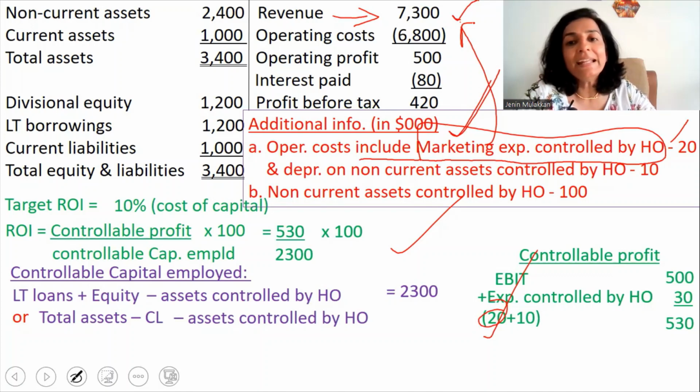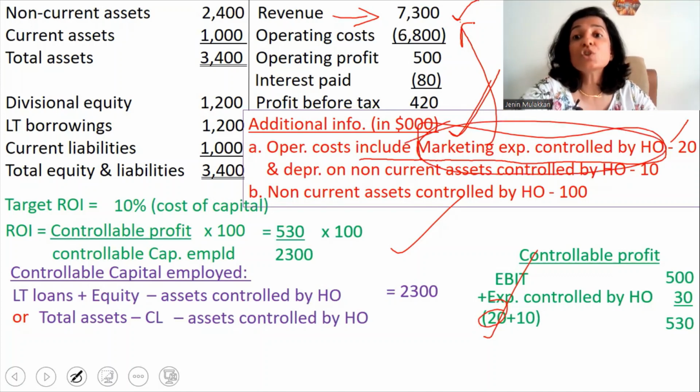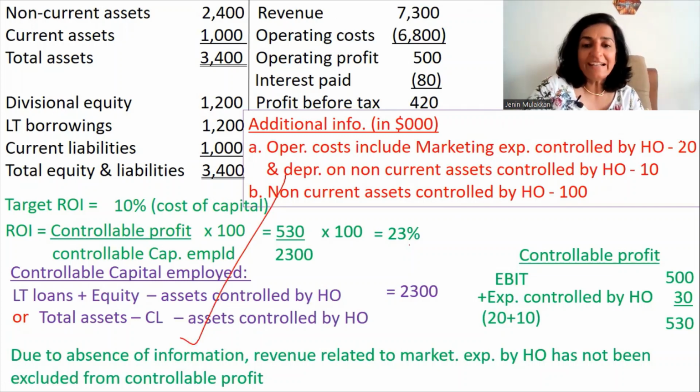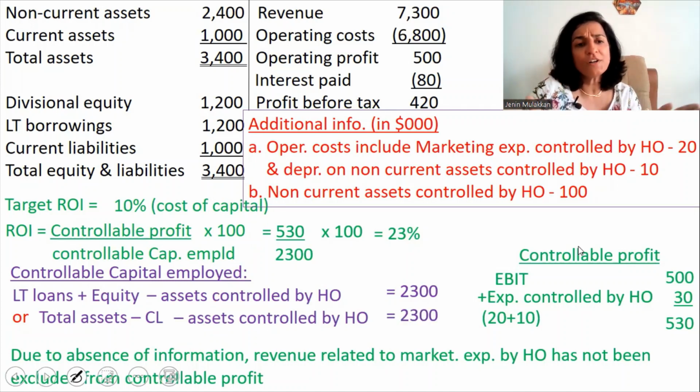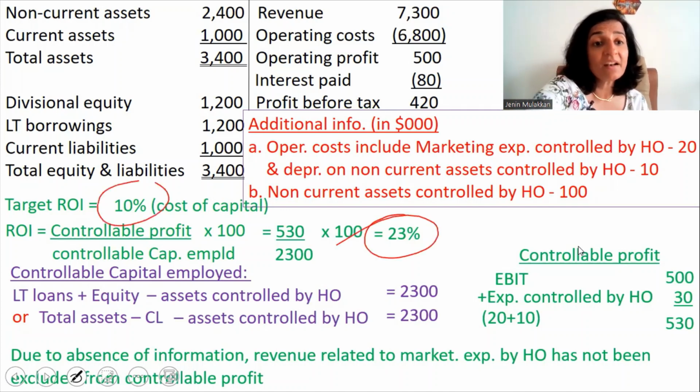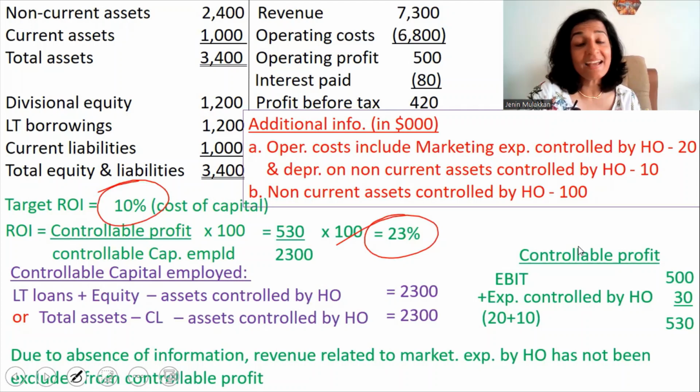But unfortunately, in this question, the income related to the marketing expenses controlled by head office is not given. So we will make a note. Due to the absence of information, revenue related to the marketing expenses by head office has not been excluded from the controllable profit. So here again, what is the evaluation? The return on investment is 23% and the cost of capital is just 10%, which means that the divisional manager is performing well. Now let's look into the advantages of the return on investment method.